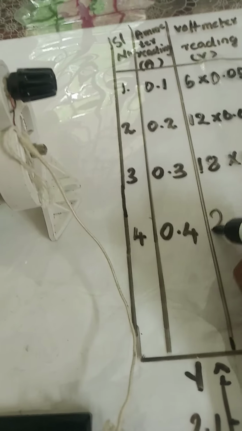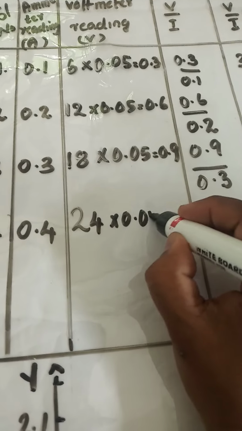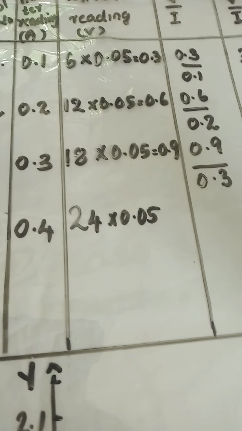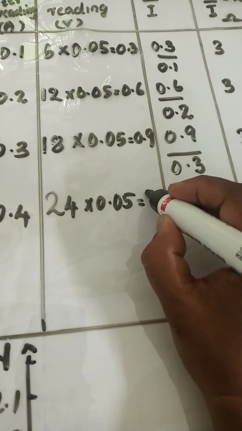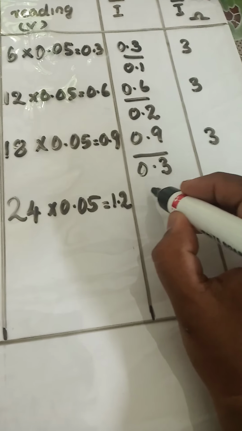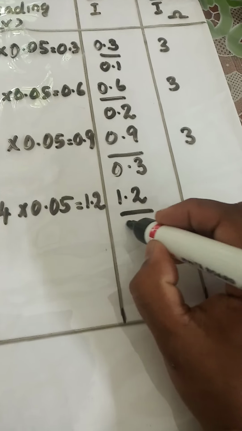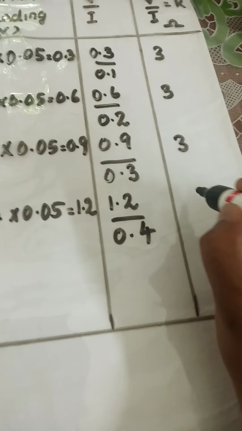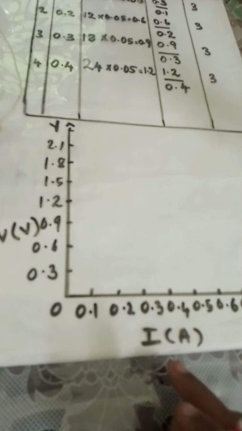So, 24 into 0.05, that is 1.2. Then V by I is 1.2 divided by 0.4. Again that is 3. So we can plot a graph of current against potential difference.